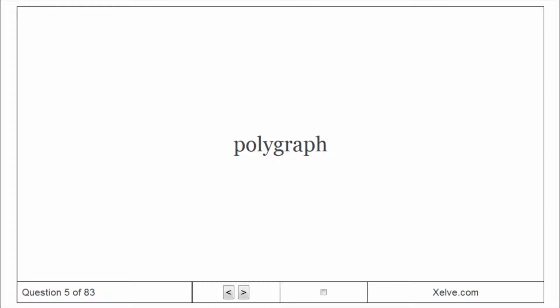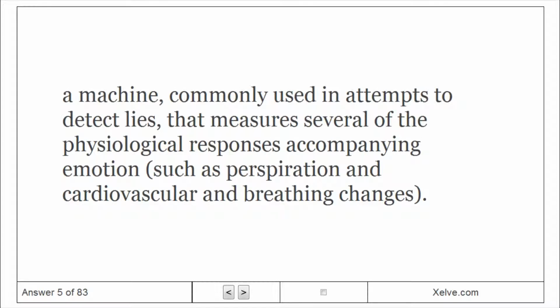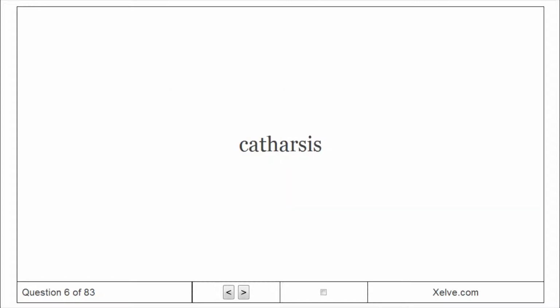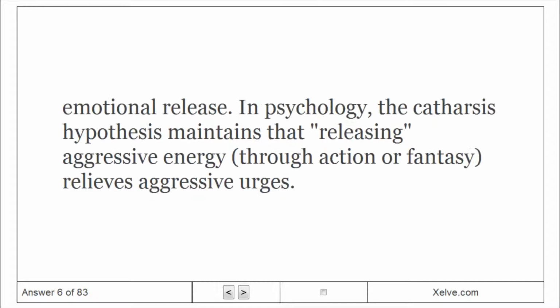Polygraph. A machine, commonly used in attempts to detect lies, that measures several of the physiological responses accompanying emotion. Catharsis. Emotional release. In psychology, the catharsis hypothesis maintains that releasing aggressive energy relieves aggressive urges.